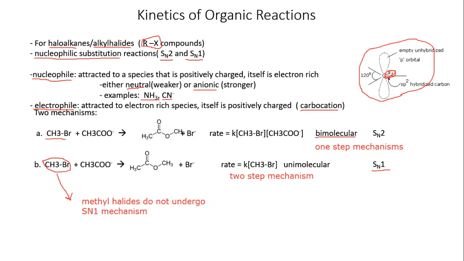So before we begin, again, a nucleophile is attracted to positive charge itself, and is electron rich. There are two types, neutral and anionic. Anionic generally are stronger. An electrophile is what the nucleophile is attracted to. An electrophile is looking for electrons, so it's positively charged. The most common type of electrophile that we use in organic chemistry is a carbocation, meaning there's a positive charge on the carbon. So here we have this methyl bromide. The acetate is the nucleophile.